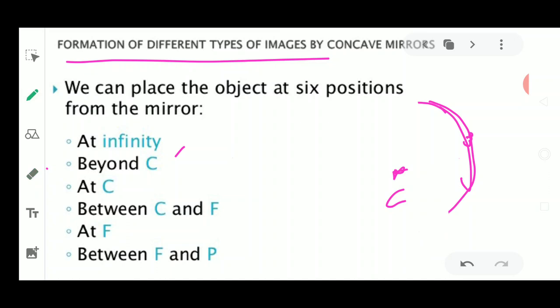Next, where does the focus lie? Focus is always in between the center of curvature C and the pole. So this was about the various positions related to spherical mirrors.